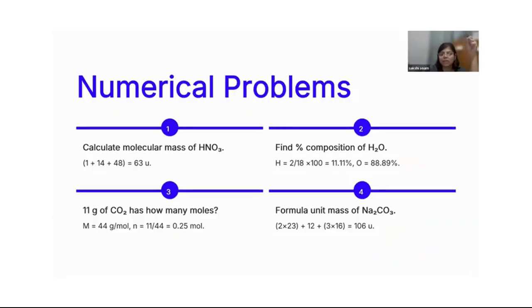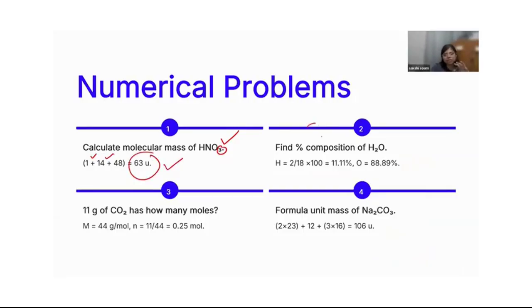These are a few numerical problems. Calculate the molecular mass of HNO3. How do we find it? What is the mass of hydrogen? It is 1. What is the mass of nitrogen? It is 14. What is the mass of oxygen? It is 16. There are 3 atoms, so I do 16 into 3, which is 48. So the mass of HNO3 becomes 63U.